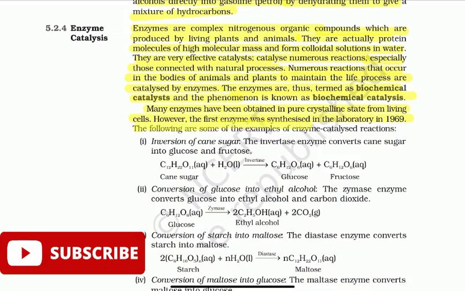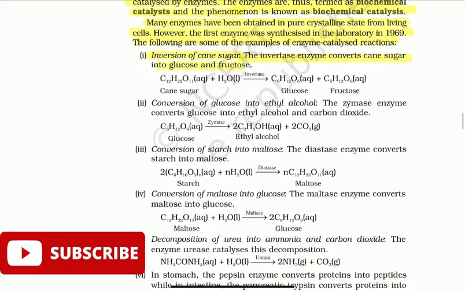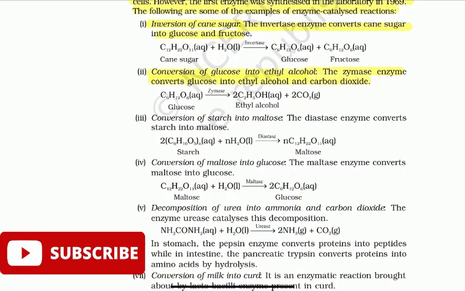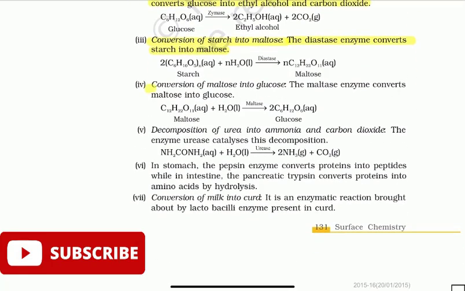The following are some examples of enzyme catalyzed reactions. 1. Inversion of cane sugar. The invertase enzyme converts cane sugar into glucose and fructose. 2. Conversion of glucose into ethyl alcohol. The zymase enzyme converts glucose into ethyl alcohol and carbon dioxide. 3. Conversion of starch into maltose. The diastase enzyme converts starch into maltose. 4. Conversion of maltose into glucose. The maltase enzyme converts maltose into glucose.